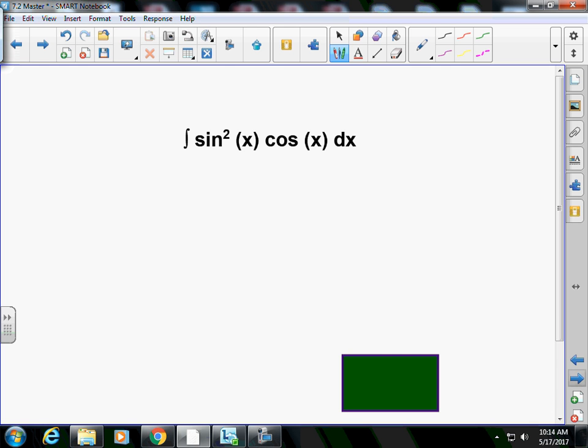Given a problem like this, I don't know how to solve it. I have a sine squared times a cosine of x. Well, here's something we could do. This whole section is all about u-substitutions and picking the correct u. I could say, well, how if I let u equal sine of x? Then du is equal to cosine of x dx. Well, that's good because cosine of x dx, here's my du, right? This is my u. So now I have the integration of u squared du.